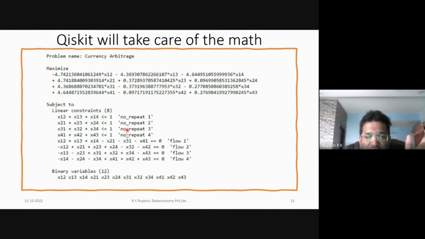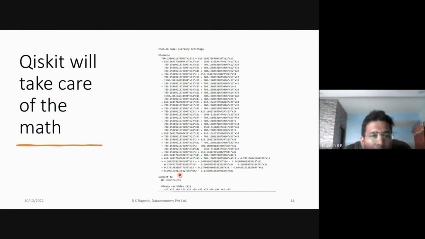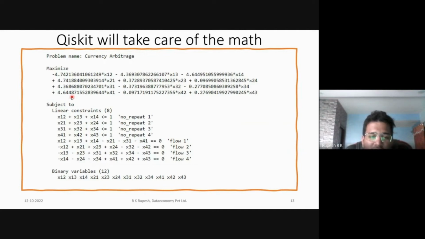And then we have the no repeat conditions. We have four of those because in this particular case, we're talking about four currencies. So the matrix itself is a 4 cross 4, and so you need to enforce four of these conditions. Similarly, we have four flow constraints. And these are the binary variables whose values we want to find out. Okay. QScript will also take care of the math for converting this constrained problem into an unconstrained problem. At this point, quantum computers can only take in inputs as QUBOs.